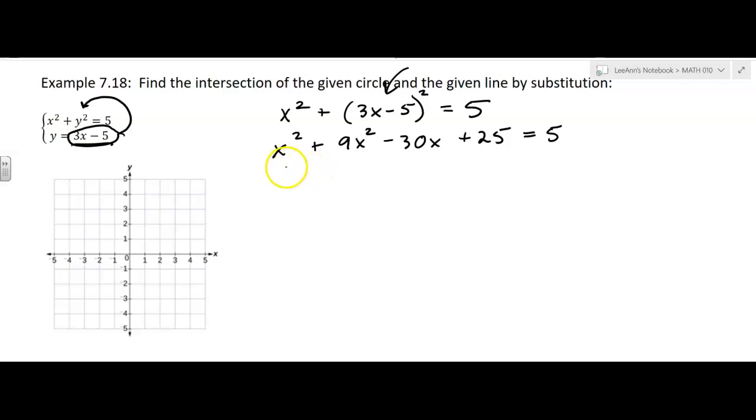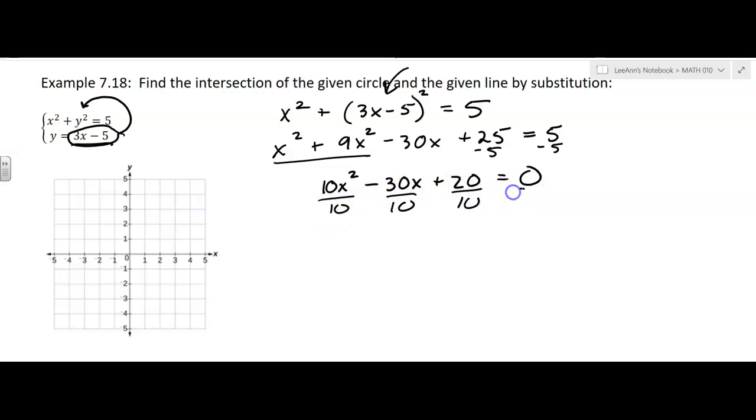Okay, so now if I combine like terms, I have 10x squared minus 30x. This looks like it's going to be quadratic. So if I subtract the 5, I get plus 20 equals 0. So 10x squared minus 30x plus 20 equals 0. Now those of you going on to take more math classes, here's a trick, and even if you're not, here's a trick that's really helpful. See how they're all divisible by 10? It's an equation. Divide everything by 10. And you're allowed to do that. You're dividing both sides by 10, a non-zero number.